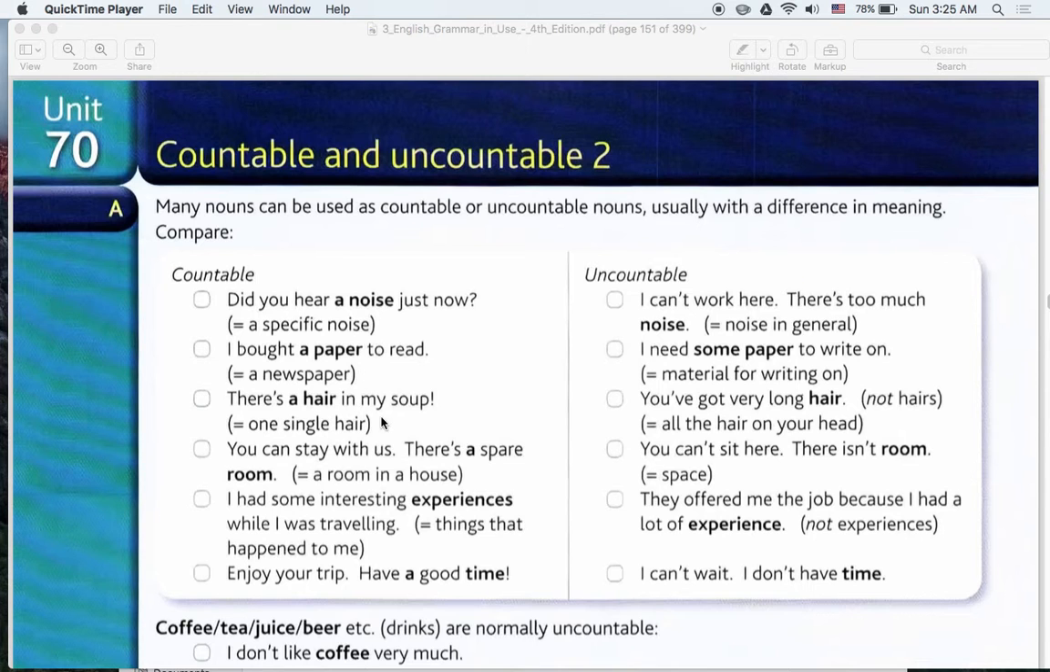There's a hair in my soup, one single hair. You've got very long hair, not hairs, the hair on your head. Again, here one particular specific piece in his soup, and here I like your hair in general, like all your hair, not one or two pieces. So the difference is very clear, and you'll be able to know when to use an article and when you can omit the article.